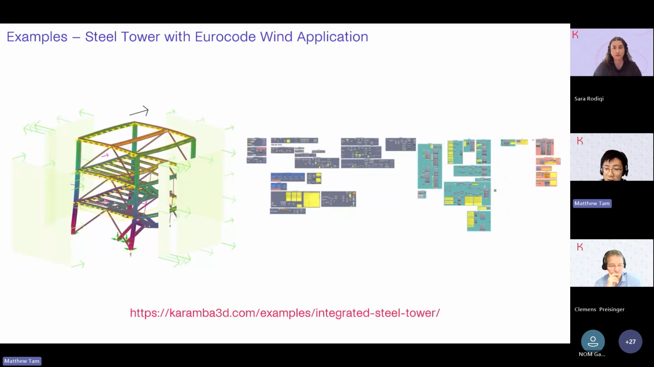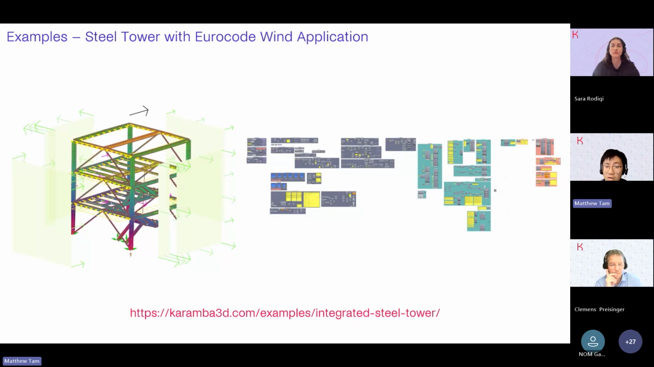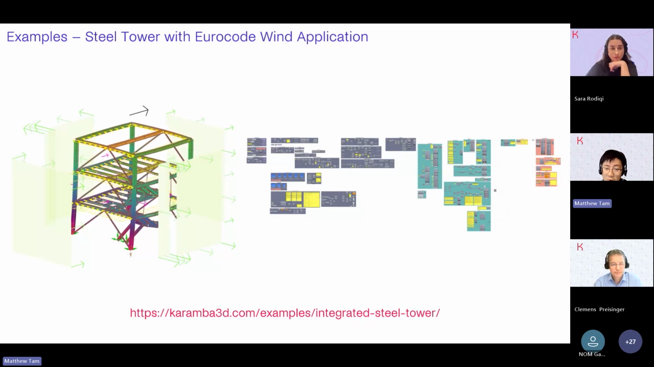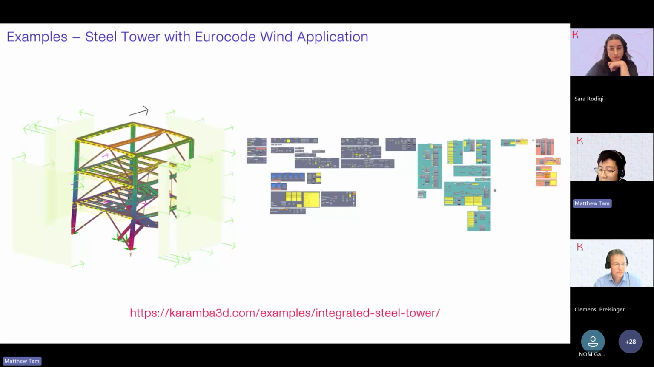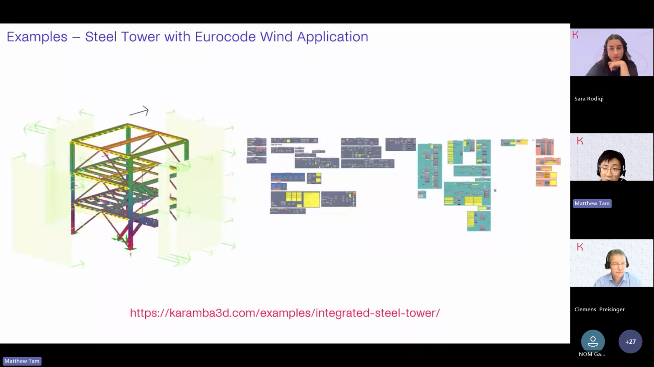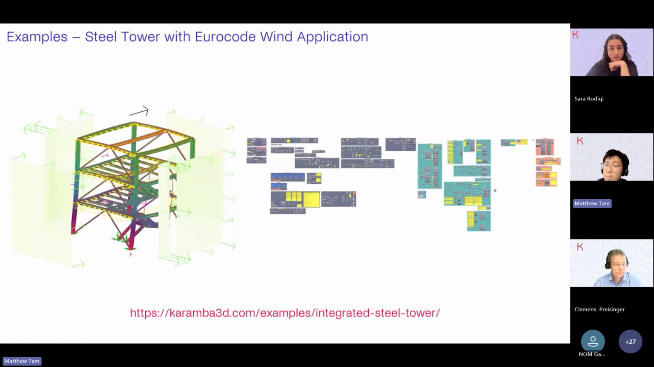So take a look at this example to see how you can create this parametric steel tower, and then we'll also be releasing a case study on this, on how we actually set up the entire structure and also some of the assumptions that were made on the structure.